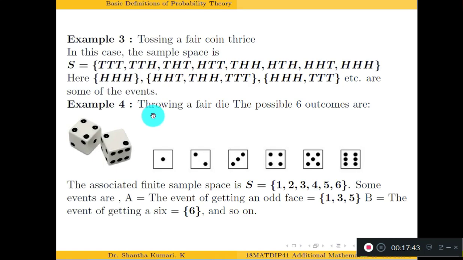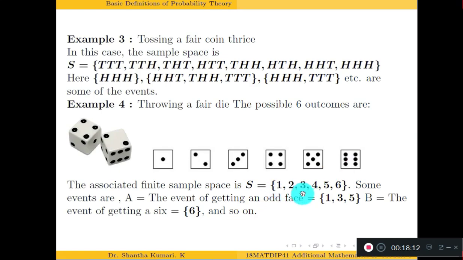Now consider a well-known example. When you toss a die, a 6-faced die, it is in the form of a cube. The shape of the die is a cube. All sides are square sides. Okay. So you get 6 outcomes. Usually mathematically we write the 6 outcomes like this: 1, 2, 3, 4, 5 and 6. Actually these are the possible faces you obtain when you toss a 6-faced die.